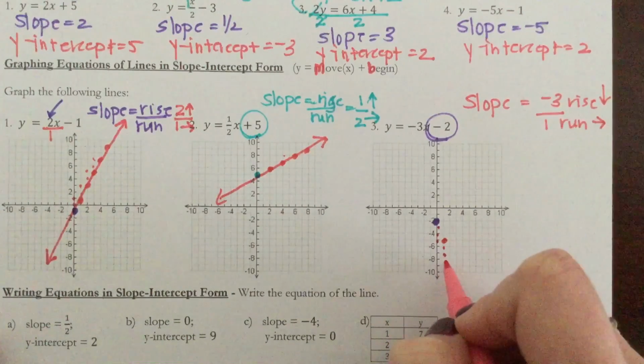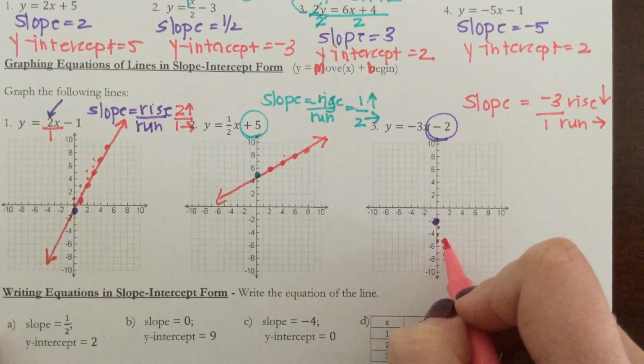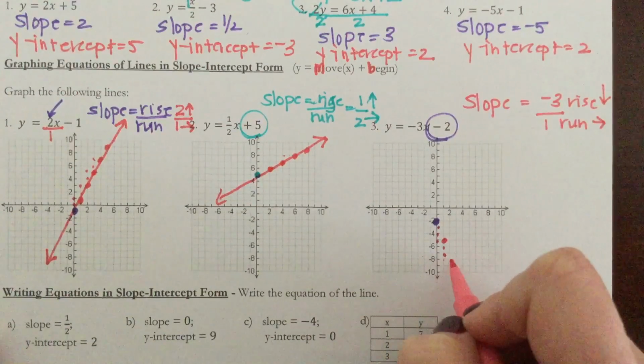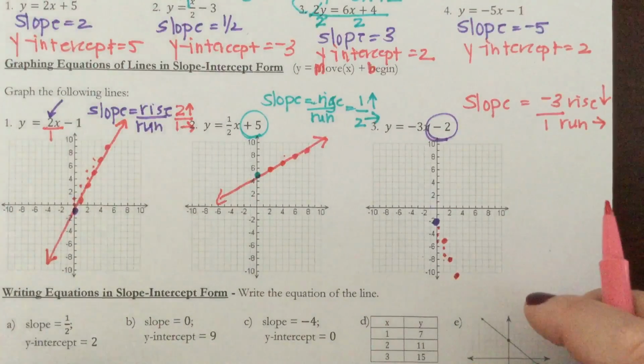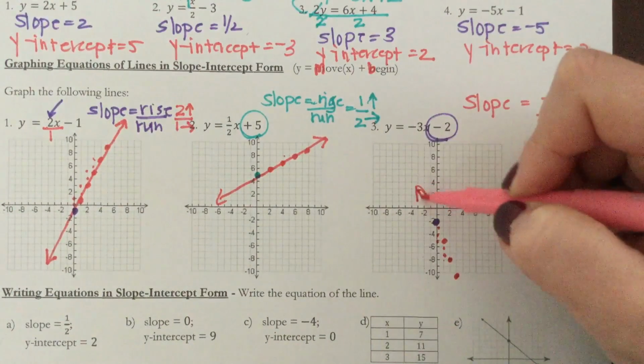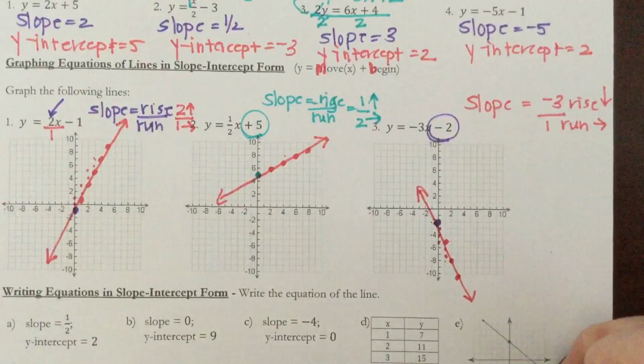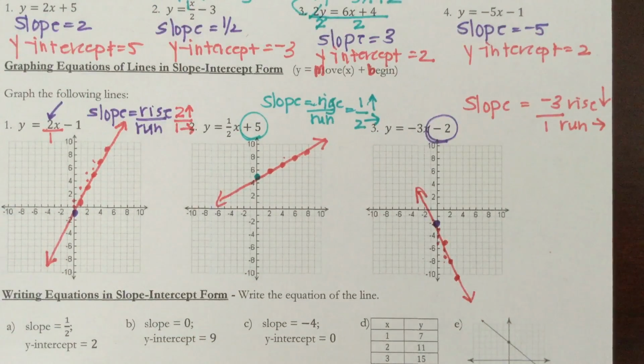Down 3. Sorry, I can't count here. 1, 2, 3, and right 1. And then we repeat until we fill the coordinate plane. Of course, when we're finished, we connect our dots with a straight line and put arrows on either end.